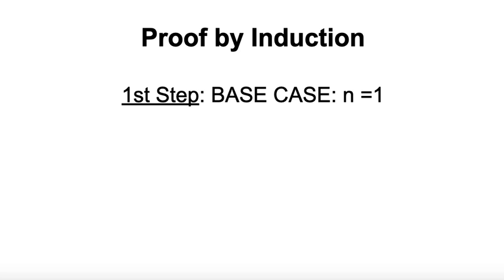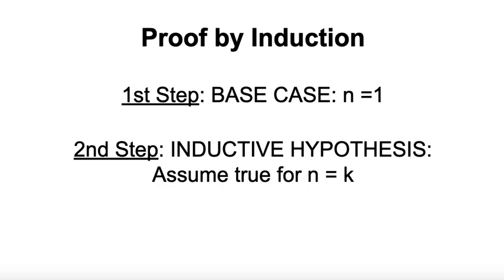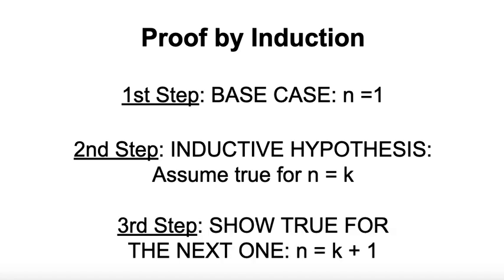In this video, we will be doing a proof by induction. Before we start, we will show you the 3 steps needed to prove by induction. The first step is the base case. In many cases, this n will be equal to 1. The second step is the inductive hypothesis. This is where we assume it's true for n equals k. And the third step, we show true for the next one. In other words, for n equals k plus 1.